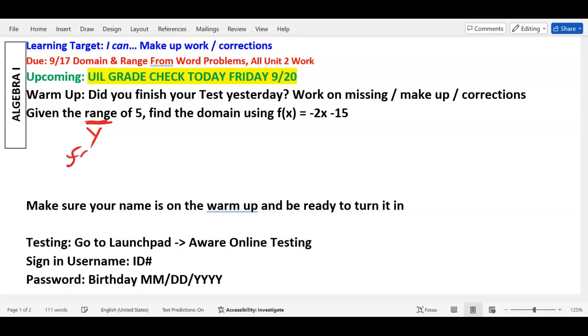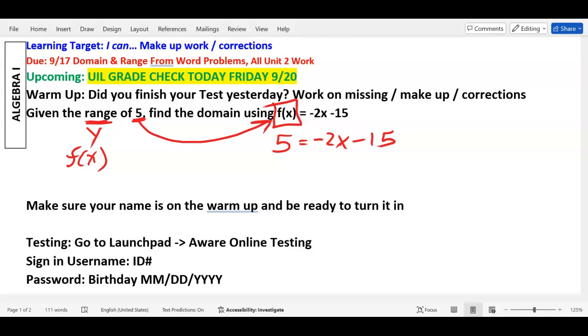What's another way to write Y? F of X, right? So this is telling us that we're going to replace the F of X, that whole left side of the equation, with the number 5, okay? So you're not replacing X with 5. You're replacing F of X. So it's going to look like this. The left side of the equation is just going to be 5. The right side of the equation is going to be the same. Minus 2x minus 15.